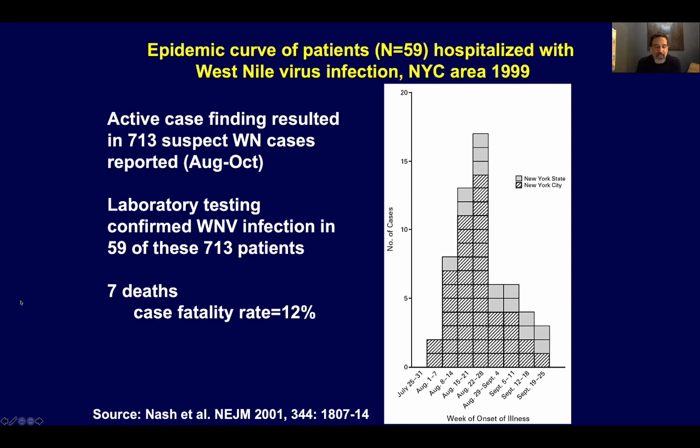Through all the case finding, we identified 713 cases that met one criterion or another of the case definition that I described. And through the laboratory testing, we were able to confirm 59 of these as West Nile virus cases. And of those 59, there were 7 deaths, for a case fatality rate of about 12%.